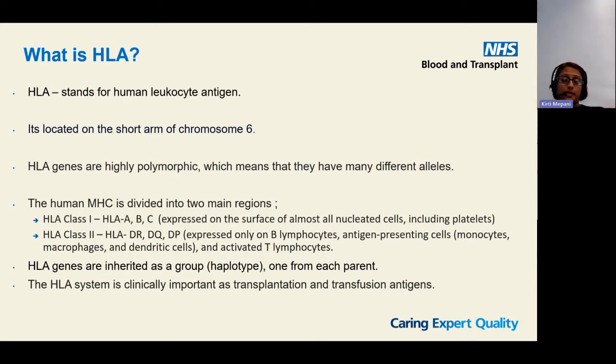Class 2 is the second region, and this comprises HLA-DR, DQ, and DP, and these are expressed mainly on B lymphocytes and antigen-presenting cells, so you've got monocytes, macrophages, and dendritic cells, but also activated T lymphocytes as well. But these are more important mainly in transplantation rather than transfusions. HLA genes are inherited as haplotypes, so you inherit one from each parent, and they're codominantly expressed, very similar to the ABO and rhesus system, and therefore they are so clinically important in transplantation and transfusions. So next slide, please.